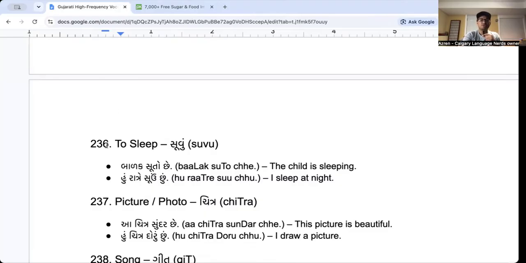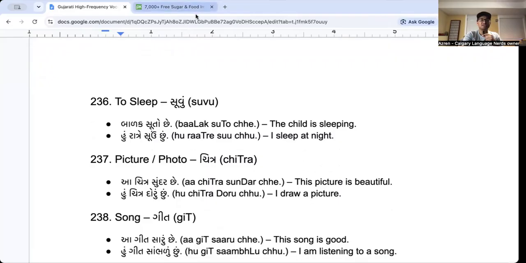Picture or photo is chitra. A chitra sundar che. This picture is beautiful. Hu chitra doru chu. I am drawing a picture.